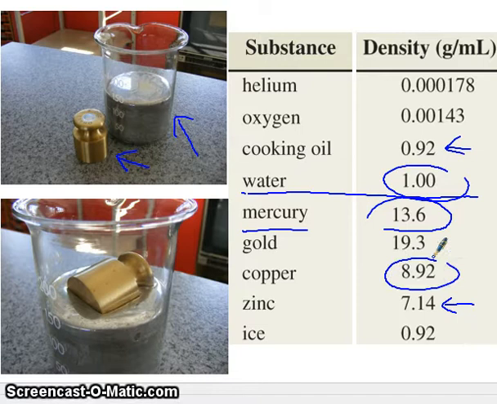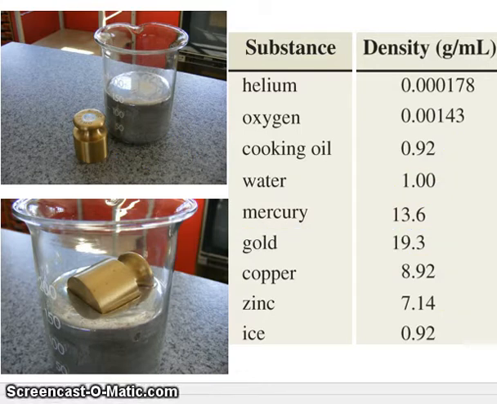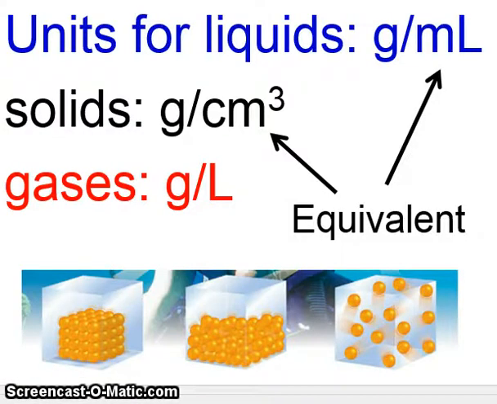And notice that the brass weight, the copper weight, actually floats in the mercury, which is pretty strange, but that's because the copper is less dense than the mercury. So you can do this with really any material. And let's go ahead and give you some actual units for density.